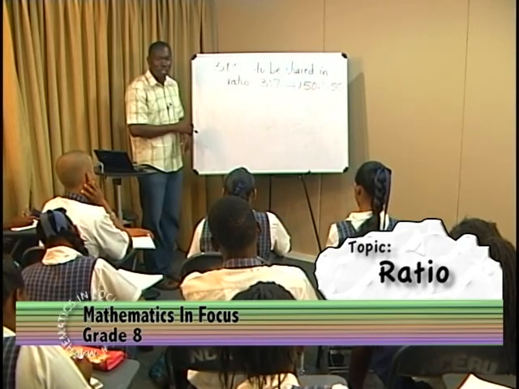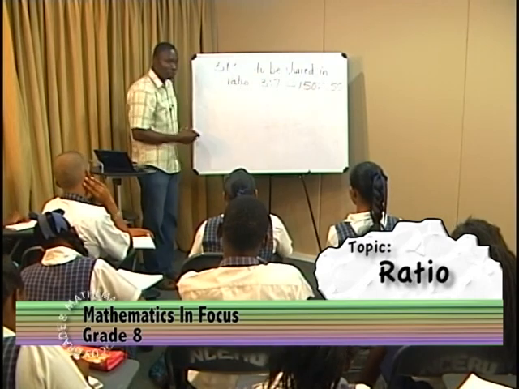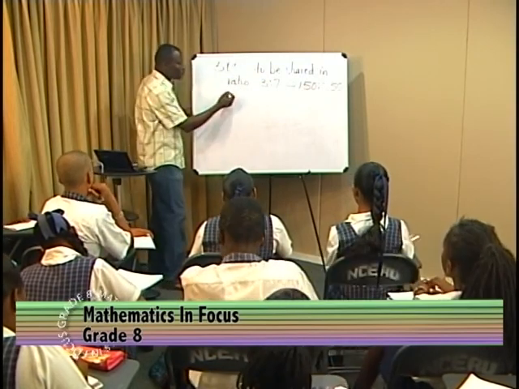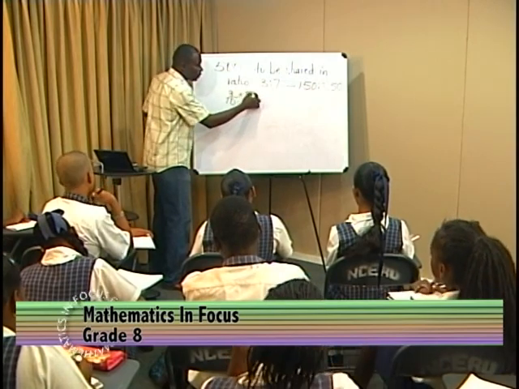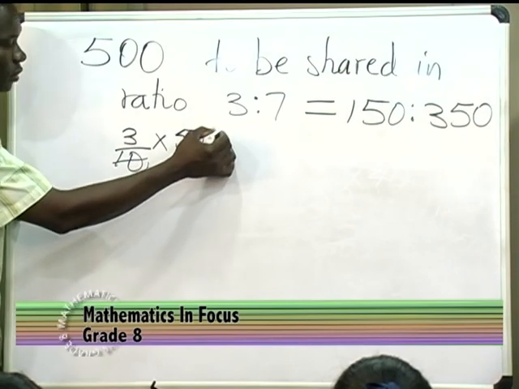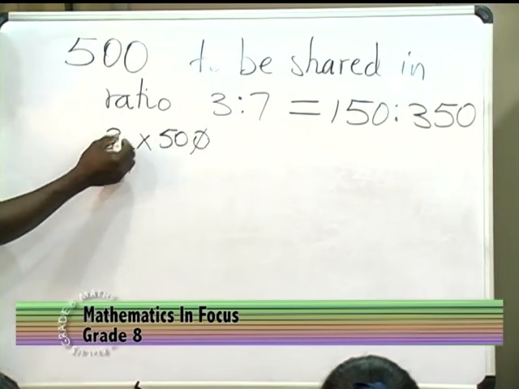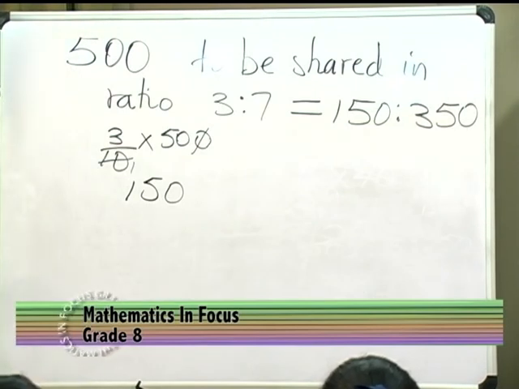What is the total share every time these two persons take? 10, yes. 3 plus 7 will give us 10. So we can say the first person gets 3/10 of 500. And we say 10 into 10, 1. 10 into 500, 50. And 3 times 50 is 150. So far, so good. Correct.